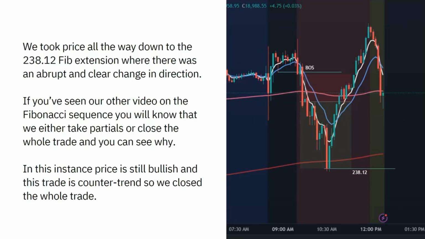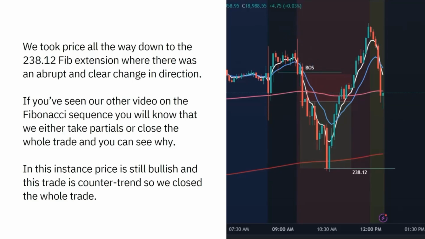Now, if you wanted to trade with the trend on this day, you could have waited for this down move and then waited for the retrace. Since you know that price reacts from the 238.12 level, you could have waited for it to hit that level. Then you could use one of the Strat patterns of a 2 down, 2 up. And that would have given you a trade right here with your 2 down candle and your 2 up candle, all the way up to take out liquidity on this side.